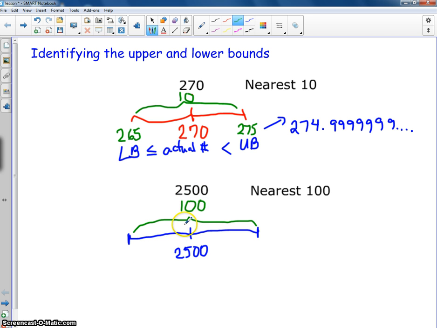Now, what would be that number? So basically 50 less here and 50 more here. So that will be 2,450, and this is going to be 2,550. Now take note, 2,450 up to 2,550 is 100 units apart. And this would mean that this is our lower bound and that is our upper bound.